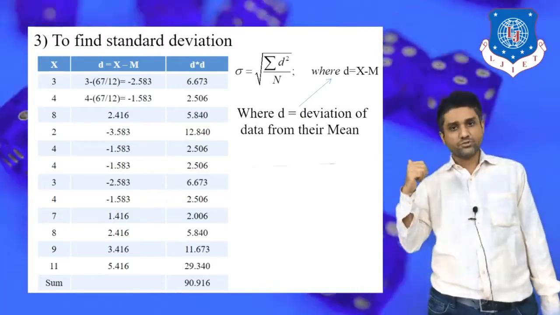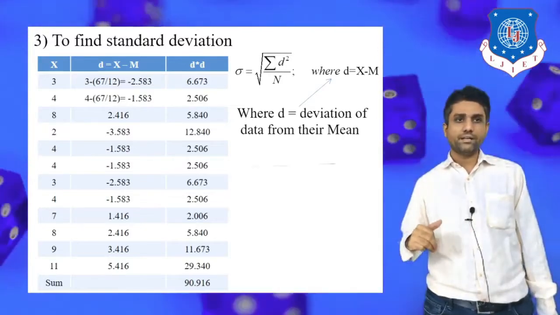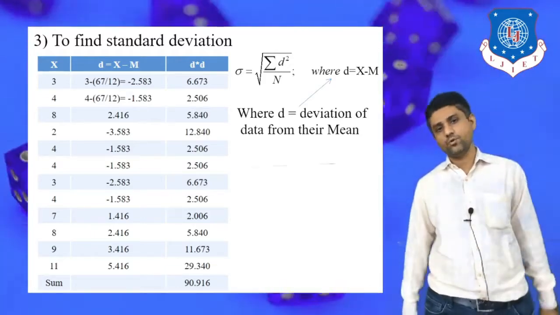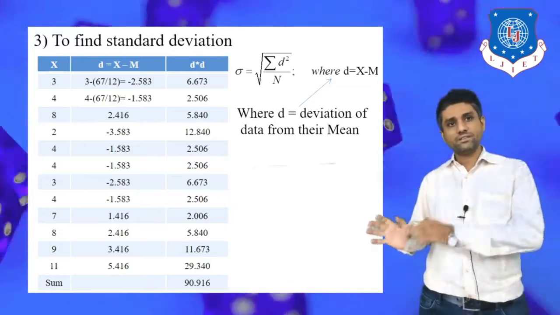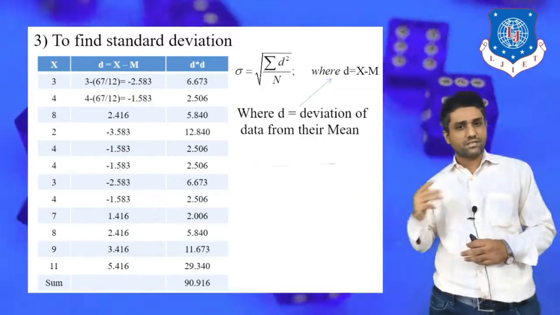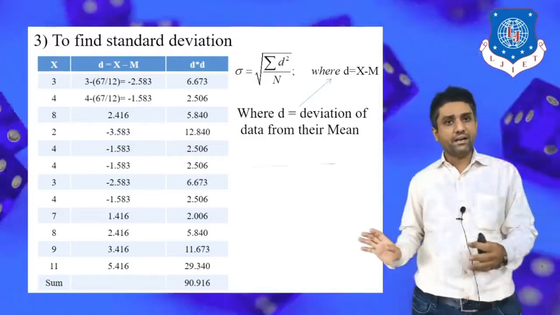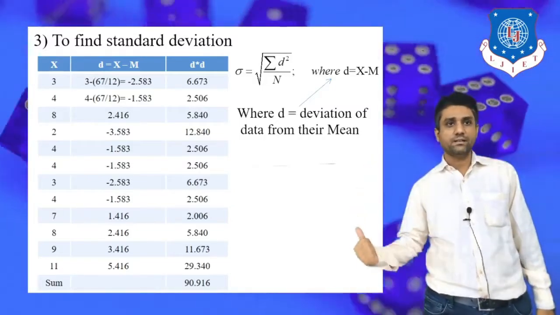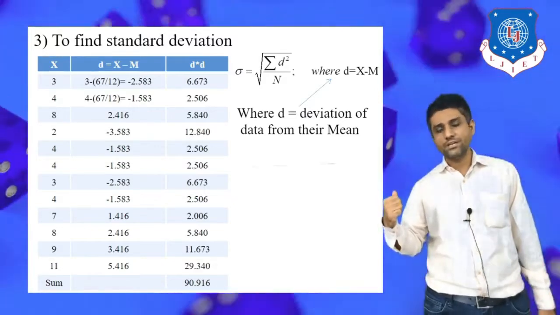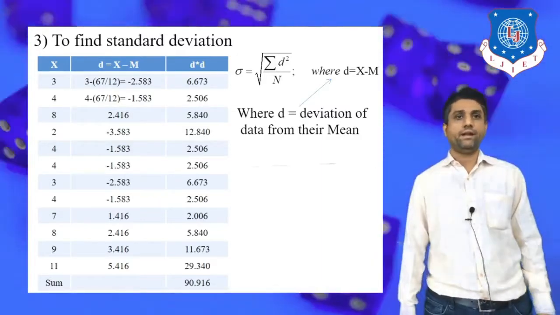For the first row, the value of x is 3, and the mean we calculated is 67 divided by 12. So 3 minus 67 divided by 12 gives negative 2.583. The last column is d into d, that is negative 2.583 whole square, which leads to 6.673. In the same manner, we calculate the deviation for each and every data value, and finally obtain d square. We are interested in the sum, so the last column represents the sum of d square, and when we add all the entries in the last column, it gives 90.916.